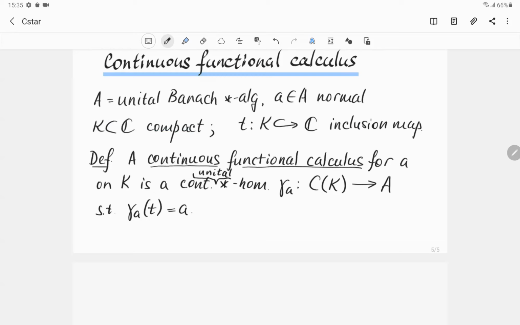So this is the formal definition. I'd like to stress that the word continuous here, I mean the continuous functional calculus, is called continuous not because it is continuous as a map, but because it is defined on the algebra of continuous functions. So for example, if we replace in this definition the algebra of continuous functions by the algebra of holomorphic functions on some subset of the complex plane, then we speak about the holomorphic functional calculus. So the word continuous refers to the fact that this homomorphism is defined on the algebra of continuous functions.